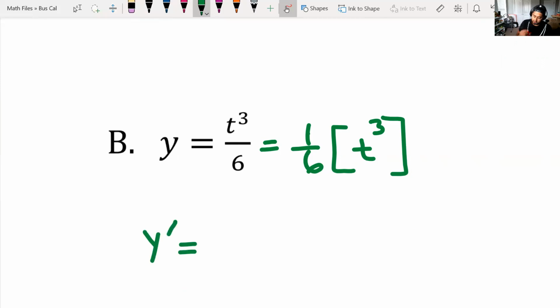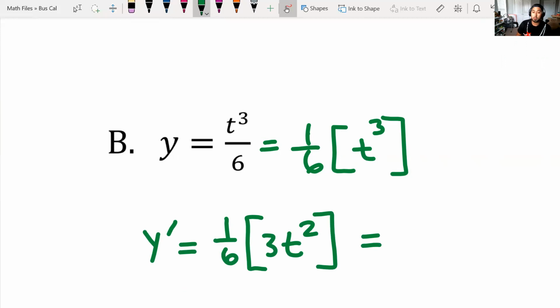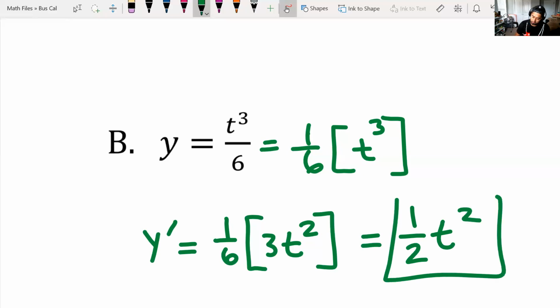y prime is going to be 1/6, and the derivative of t cubed is 3t squared. Multiply it back in, and you get 1/6 times 3, or 3/6, which gives me 1/2 t squared. There it is. That's it.